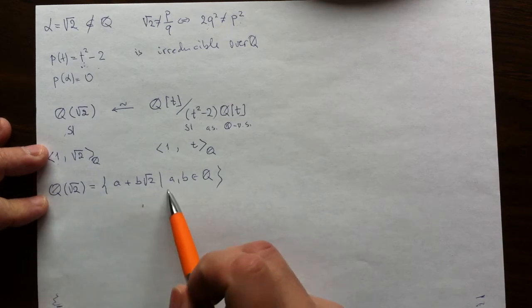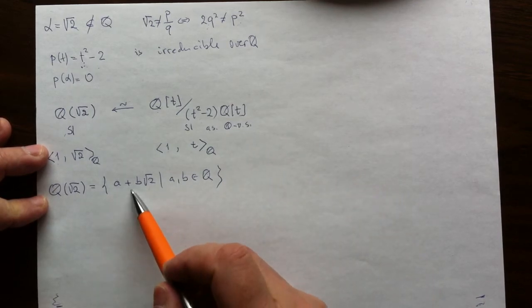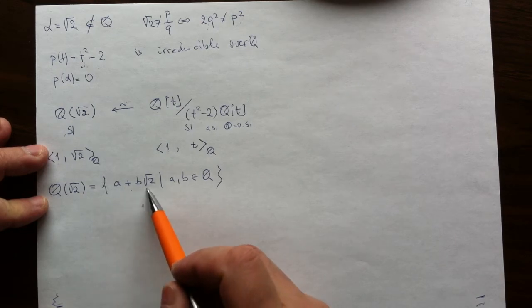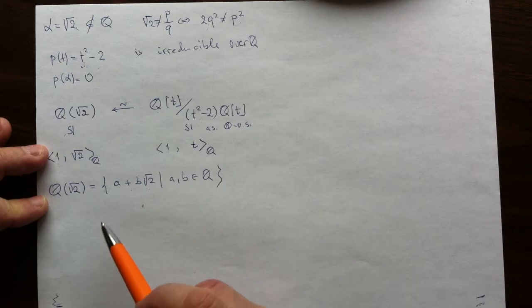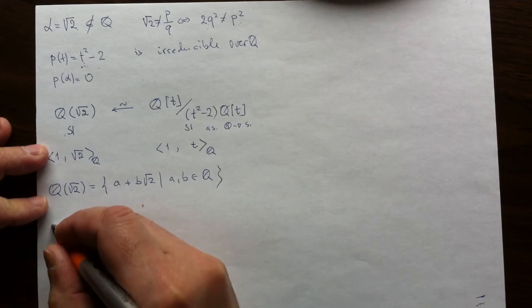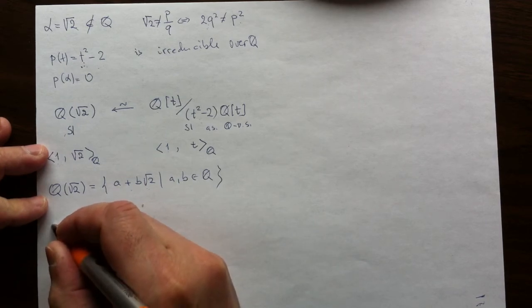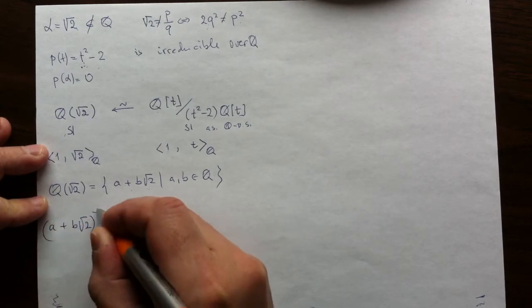Now the statement that this is a field is a statement about arithmetic of those numbers. The sum of those numbers is of the same shape as the numbers, a linear combination of 1 and the square root of 2, and so are the product, the difference, and the inverse. So let's look at the inverse. And the inverse is the most interesting fact.